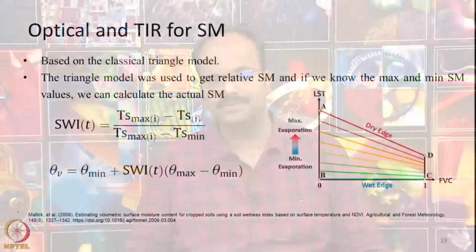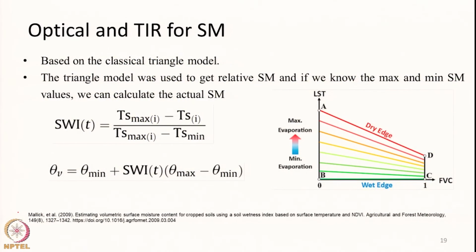One model is called the classical triangle model, which is useful for estimation of soil moisture. Again, we will just see the basic principle of the working. We have already seen the Optram model, right. Similar to the Optram model, where we plot STR and NDVI, here we plot LST and NDVI, where LST is the land surface temperature that you get from thermal imagery.